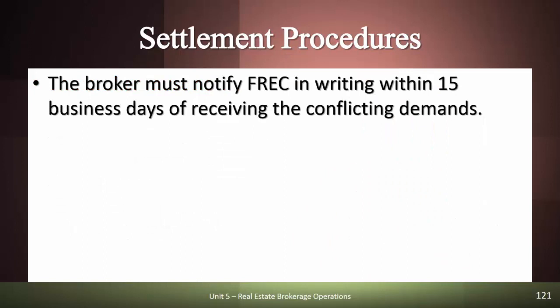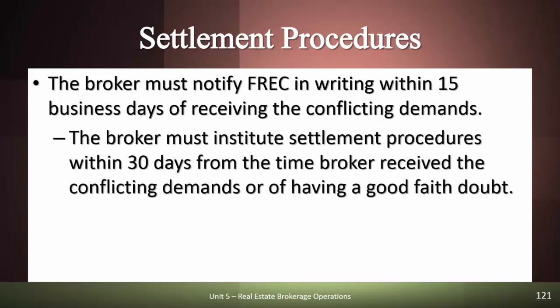Now, if a broker who maintains an escrow account receives conflicting demands on the escrowed property, the broker must notify FREC in writing within 15 business days of getting those demands. That is important to remember. Now, the broker must institute one of the 4 settlement procedures within 30 days from the time that they received the conflicting demands or they had good faith doubt. Now that's important. 15 days from the day that they started fighting over it. 30 days also counts from the day they started fighting over it.